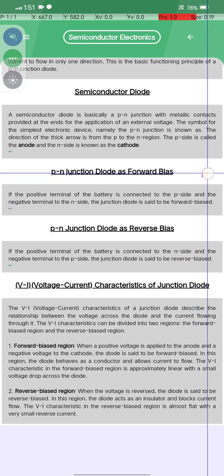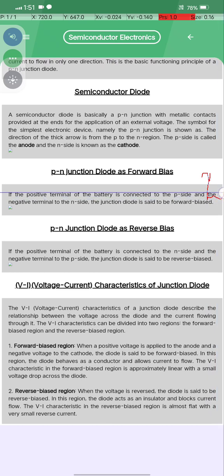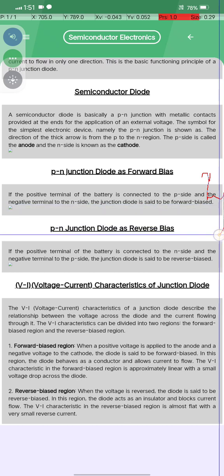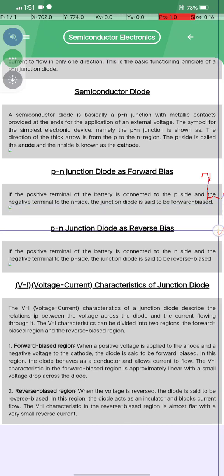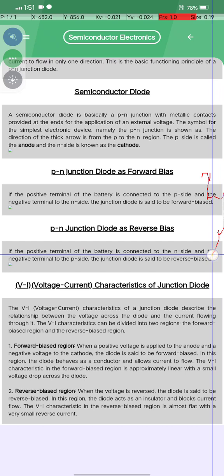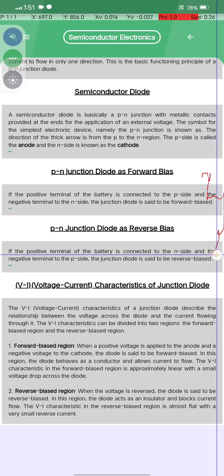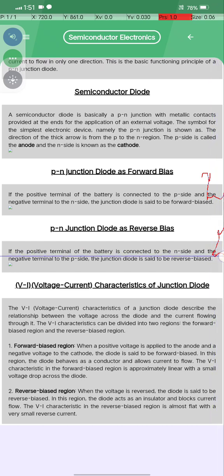P-N junction diode in forward bias. If the positive terminal of the battery is connected to the P side and the negative terminal to the N side, the junction diode is said to be forward biased. P-N junction diode in reverse bias. If the positive terminal of the battery is connected to the N side and the negative terminal to the P side, the junction diode is said to be reverse biased.